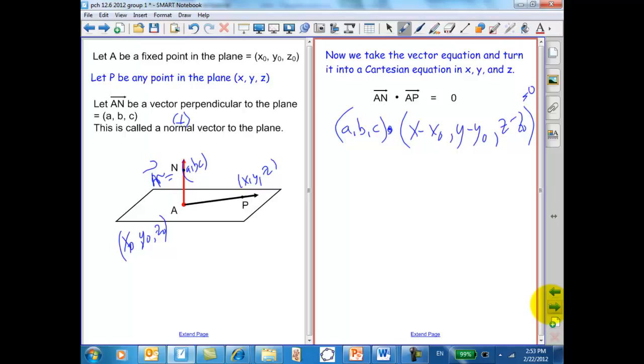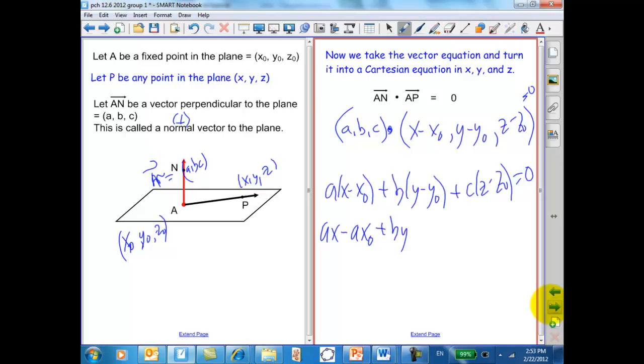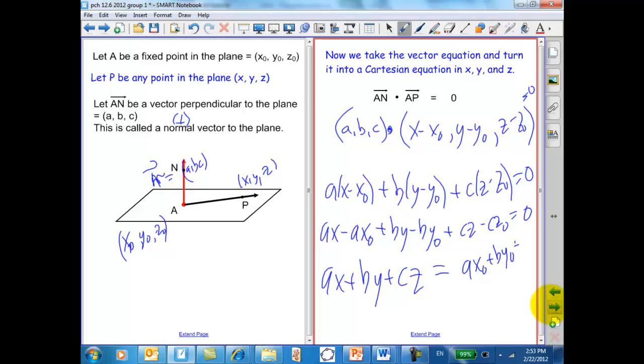Now you do the dot product. So A times x minus x naught plus B times y minus y naught plus C times z minus z naught equals 0. Wow, this is looking like a complicated equation. But distribute: ax minus ax naught plus by minus by naught plus cz minus cz naught equals 0. And you get ax plus by plus cz equals all this chunk: ax naught plus by naught plus cz naught.